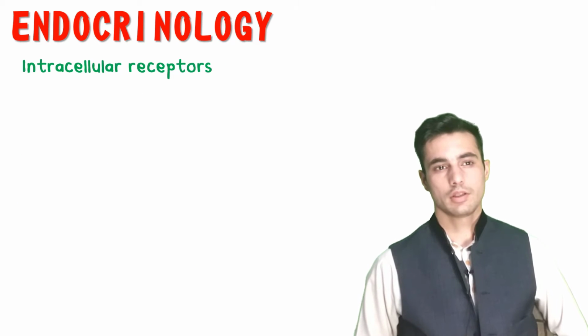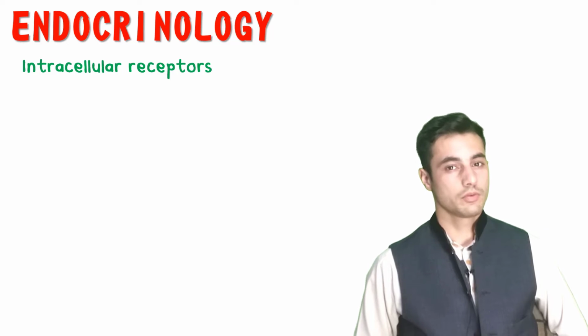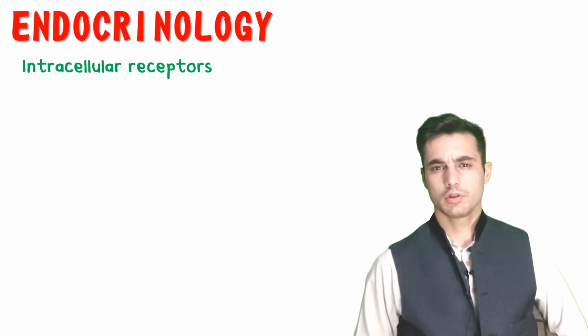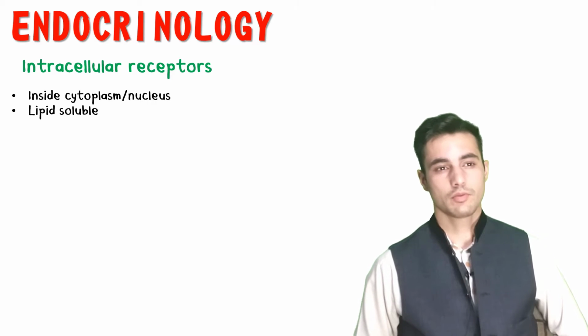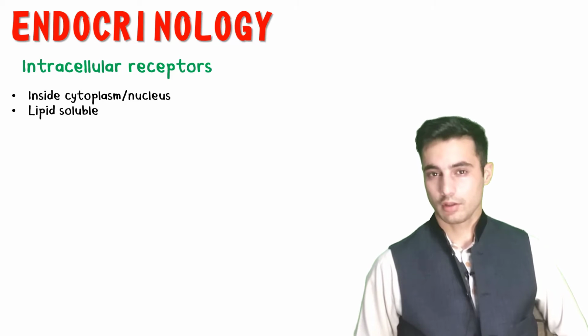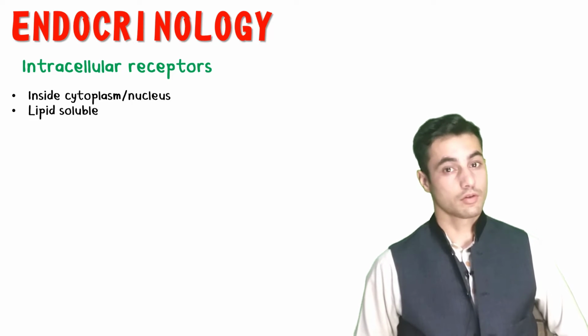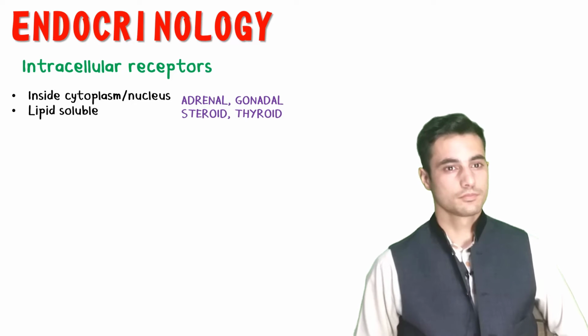Now let's have a look at the intracellular receptors. We have discussed the receptors found on the cell membrane, for example, the protein and polypeptide receptors. But what are the receptors which are found in the cytoplasm and the nucleus? Let's have a look at it. These are found inside the cytoplasm, for example, the steroid hormone receptors, and in the nucleus, the thyroid hormone receptors. These hormones are lipid soluble, so they have no difficulty crossing the cell membrane.